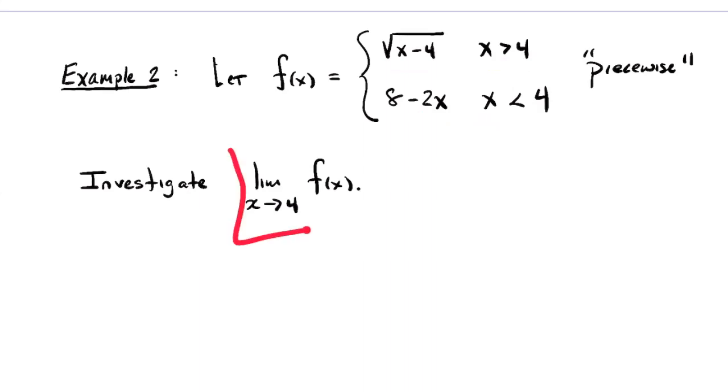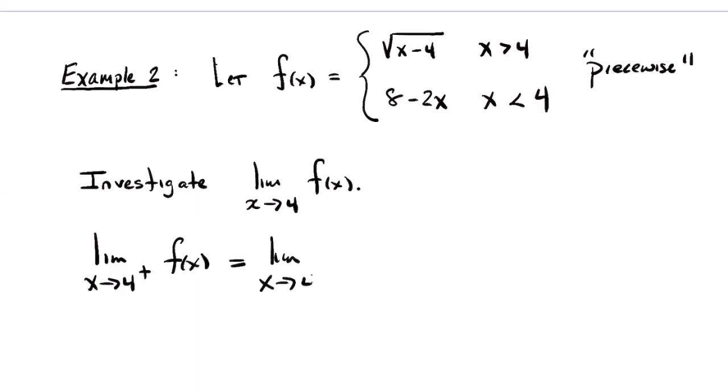But you don't have to have it defined at 4 to talk about the limit. Yeah, but I'm going to look at this thing one side at a time, because which side of 4 I'm on is governing what formula I'm using. So if we take a look at, say, the limit as x goes to 4 from the right, I guess I'm in the mood to start from the right today, of f of x. Well, that's the limit as x goes to 4 from the right, and I'm going to choose the formula square root of x minus 4.